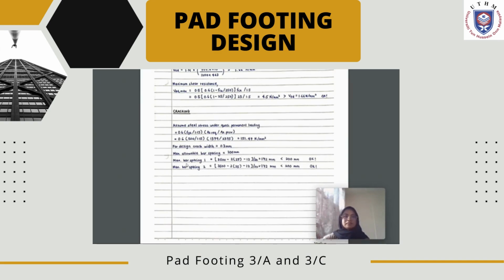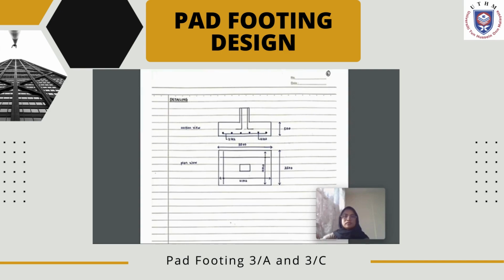First, the maximum bar spacing 1, which is for the longitudinal bar, is equal to 172 millimeters, which is less than 200 millimeters, which is okay. And for the maximum bar spacing 2, which is for the transverse bar, is equal to 172 millimeters, which is smaller than 200 millimeters, which is approved. So this is the detailing for the pad footing that is located at 3A.